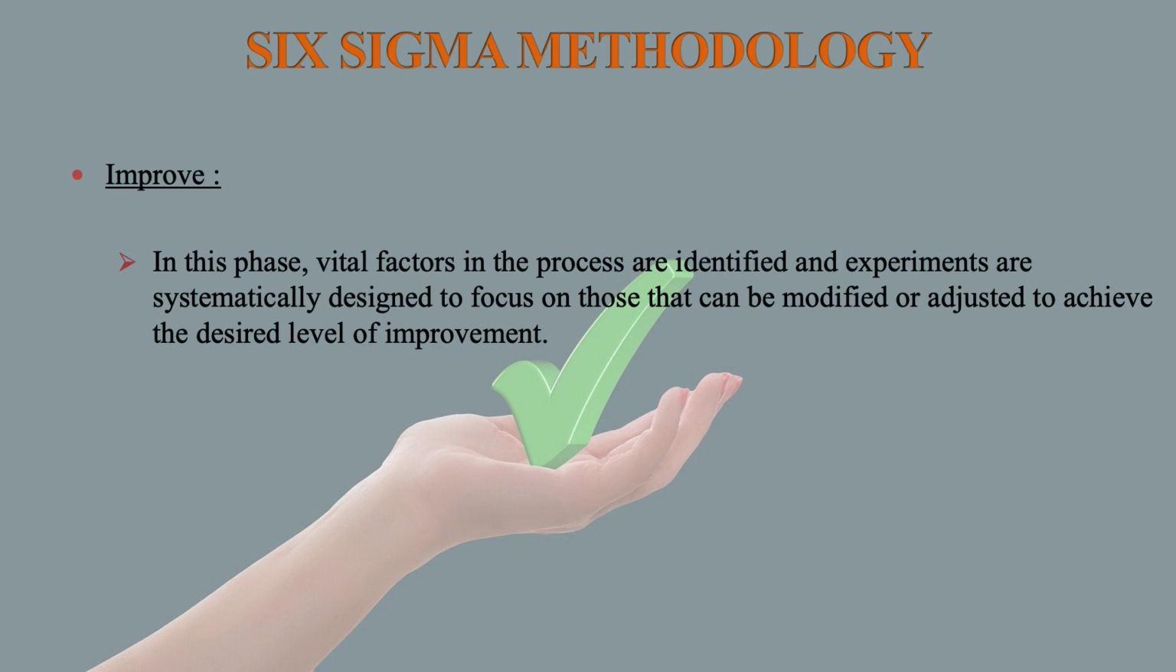Next one is improve. In this phase, vital factors in the process are identified and experiments are systematically designed to focus on those that can be modified or adjusted to achieve the desired level of improvement.